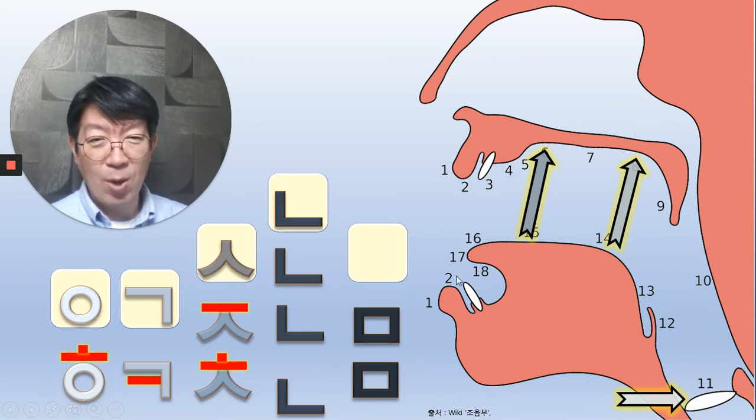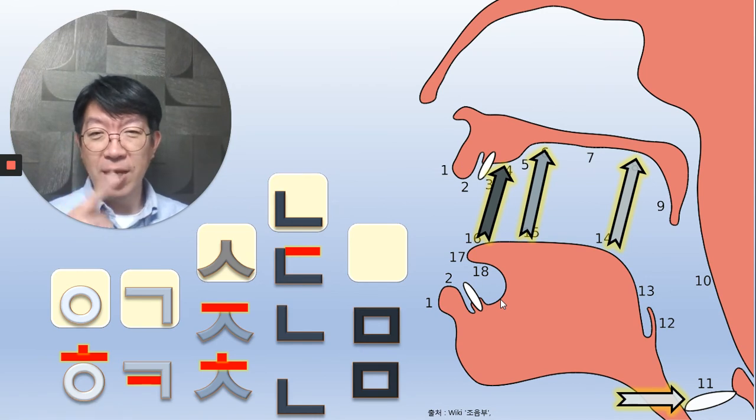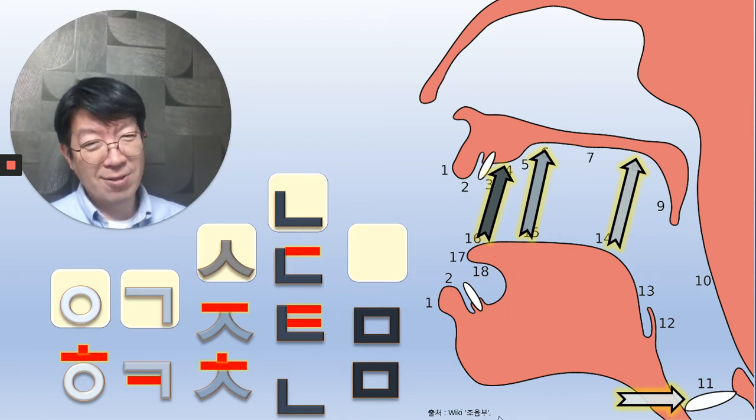And na, we use 17 and 4. Or 16 is also okay. And one more stroke, da. Same place. And two more strokes, ta. Anyway, we write this way.